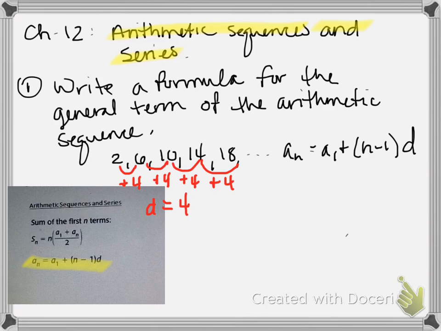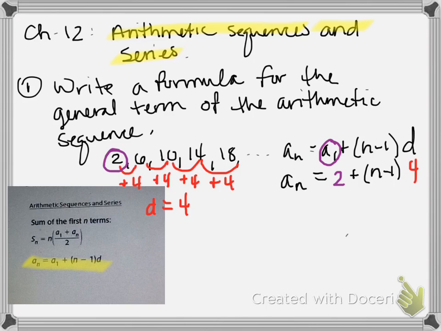Okay, so I want to write a rule for any general term. So n is going to be my variable. I'm going to have a sub n equals a sub 1. What is a sub 1? a sub 1 is the first term in my sequence. So for me, that's going to be 2. n is my variable, and d is my constant difference, or common difference. You'll hear both, which happens to be 4.